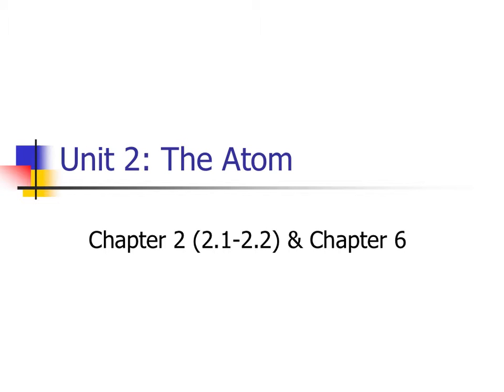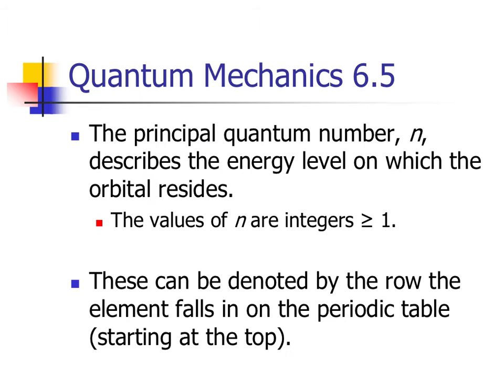So we're going to continue on with the atom and quantum mechanics. Some of these values we already went over, so therefore it is a review. The principal quantum number is n. It is the row number that you would see on your periodic table. If you're looking at your periodic table, please look at your periodic table. The principal quantum number is the row number.